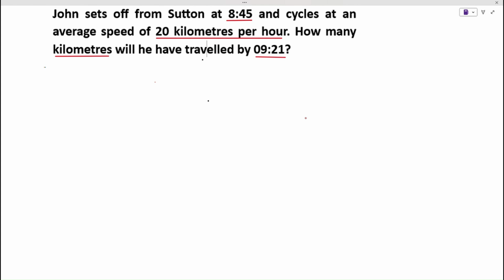So, the first thing that we're going to do is calculate the time that he was cycling for. The first calculation we can do is how many minutes between 8:45 and 9 o'clock. And this is 15 minutes. Now we can calculate how many minutes between 9 o'clock and 9:21. And this is 21 minutes. And so if we add these two numbers together, we get 36 minutes.